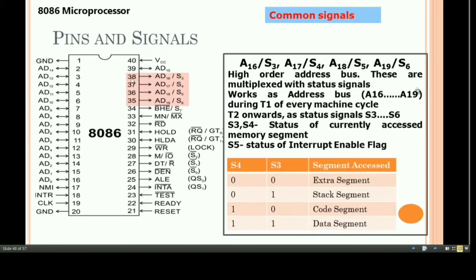And this AD16 to AD19, sorry, here it is a printing mistake, here it should be A16 to A19 instead of AD16. Okay, so these are the 4 pins which are the higher order address bus.